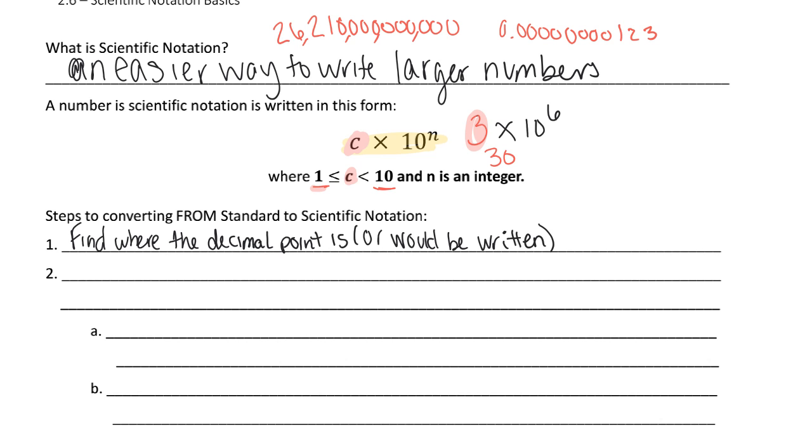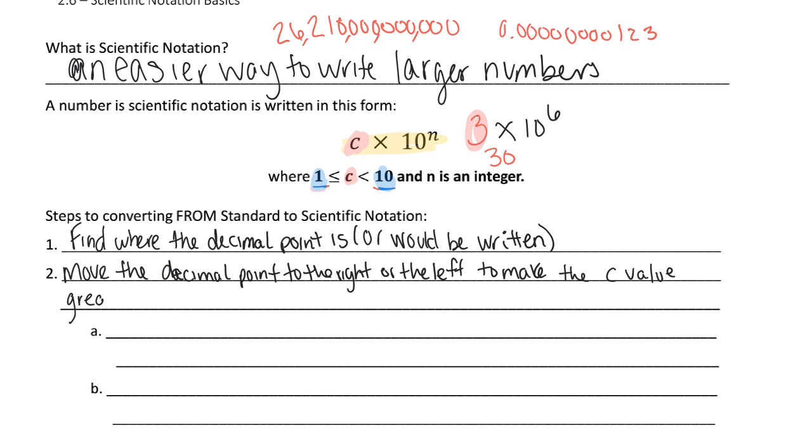Next, we're going to move that decimal point. Once we figure out where it should be, to make the number between 1 and 10, because we want it bigger than 1, less than 10, we're going to move the decimal point to the right or the left to make the C value greater than or equal to 1 and less than 10, right? So we've talked about that a few times.